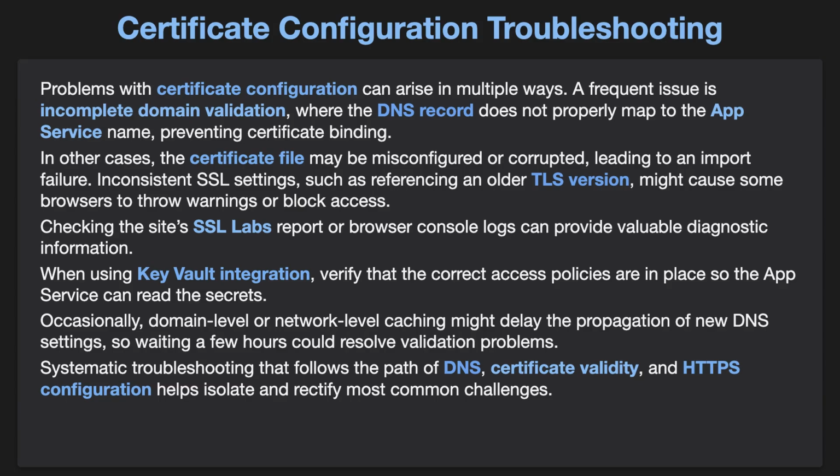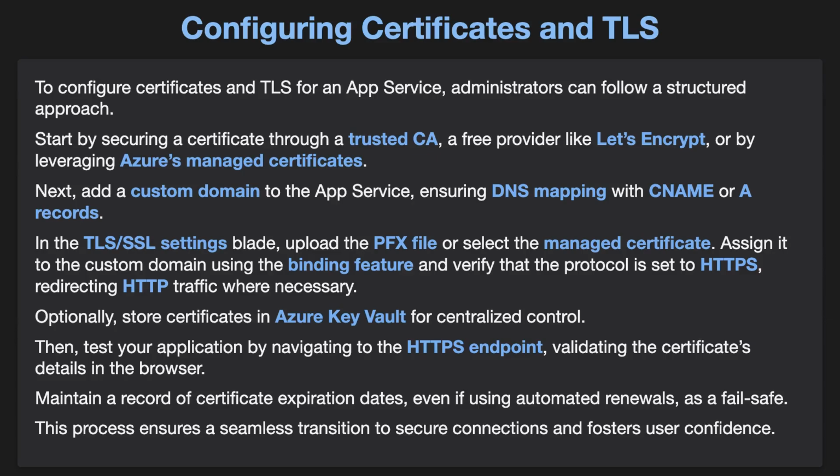When using Key Vault integration, verify that the correct access policies are in place so the app service can read the secrets. Occasionally, domain-level or network-level caching might delay the propagation of new DNS settings, so waiting a few hours could resolve validation problems. Systematic troubleshooting that follows the path of DNS, certificate validity, and HTTPS configuration helps isolate and rectify most common challenges. To configure certificates and TLS for an app service, administrators can follow a structured approach.